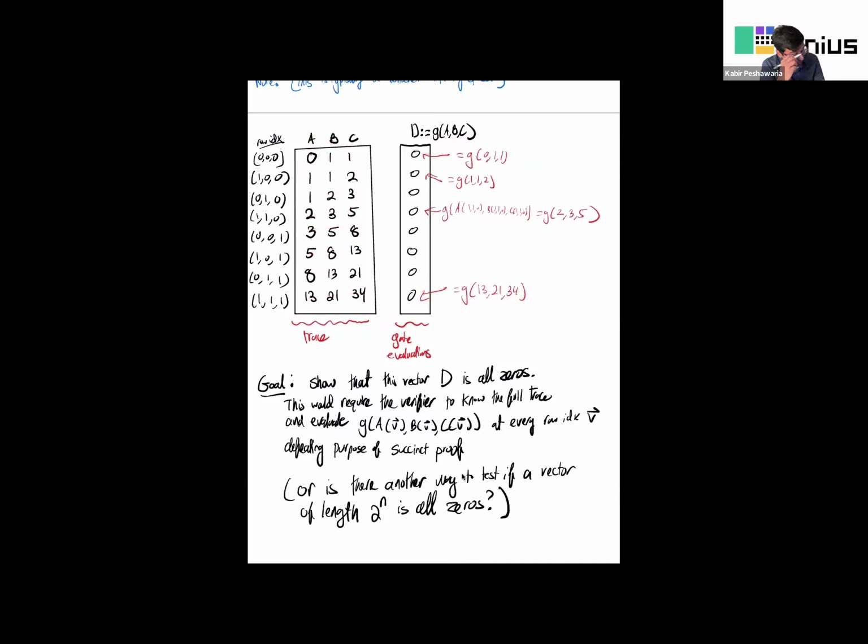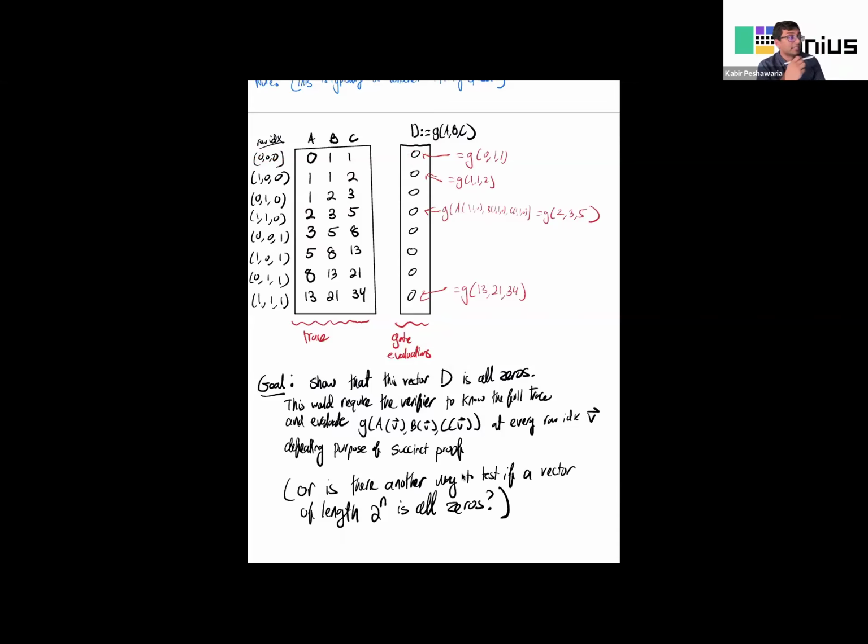But there's actually a better way to do this, which basically amounts to imagining that this vector was not a vector of values, but actually defining a function, mapping a row index or a bit string to a value. So a Boolean hypercube element to a value. Now this is a function where the input domain is a Boolean hypercube. Then we know that there's a multilinear that has those exact evaluations over the Boolean hypercube. We would want to see that that multilinear is exactly the 0 multilinear.